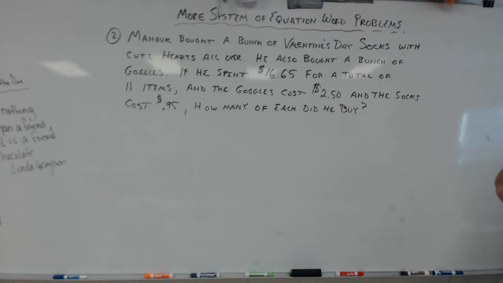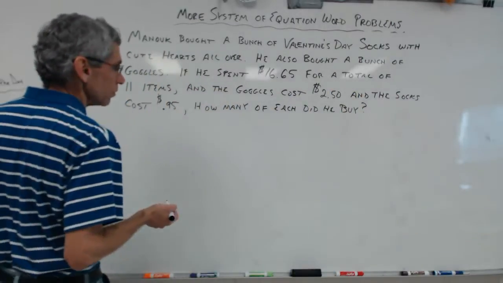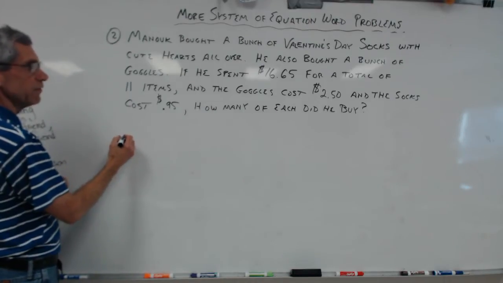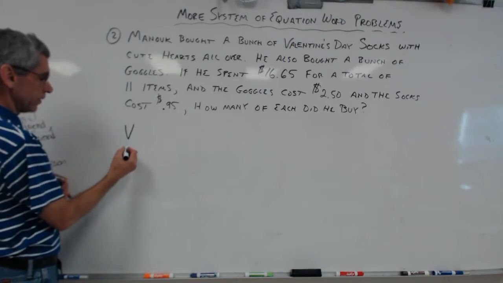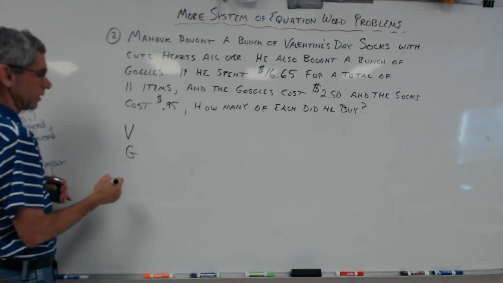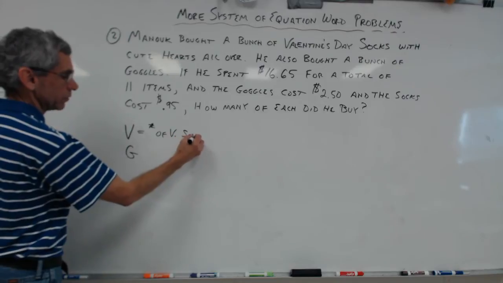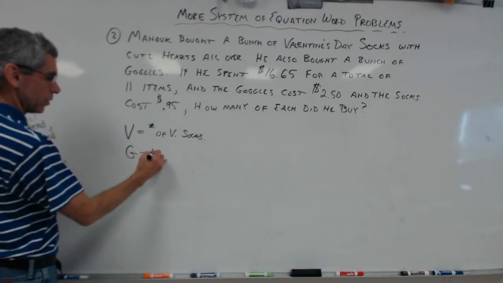Manuk bought a bunch of Valentine's Day socks with cute hearts all over. He also bought a bunch of goggles. If he spent $16.65 for a total of 11 items, and the goggles cost $2.50 and the socks cost 95 cents, how many of each did he buy? So, I know that I'm gonna have goggles and socks. So I'm gonna say V for my Valentine's Day socks and G for my goggles, right? V is my number of Valentine's Day socks, and G is my number of goggles.